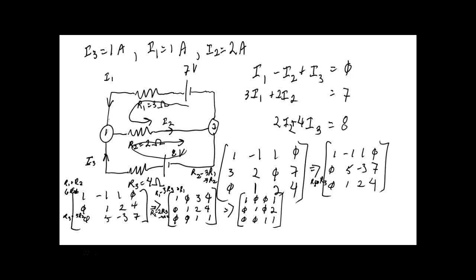Let's see what they got. I1 equal 1 amp, I2 equal 2 amps, and I3 equal 1 amp. Don't worry, they're not always going to be that simple. Okay? Do you need this up a little longer? Okay? If not, let's go to example 7.